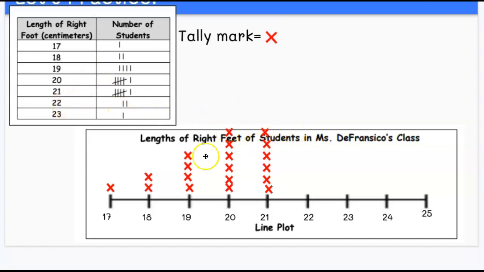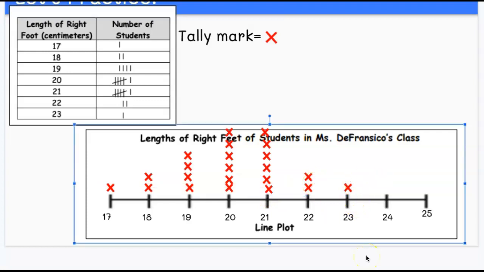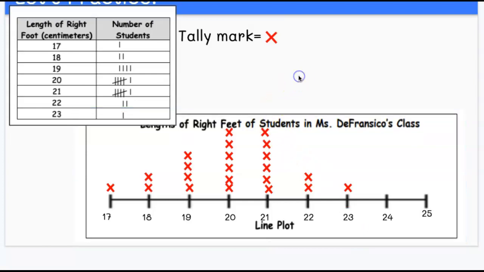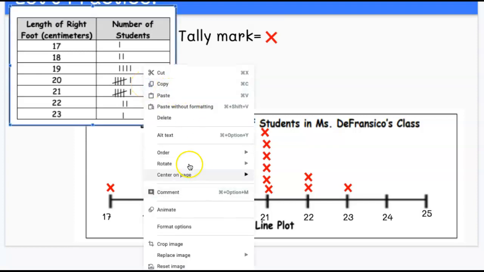Let's move on to 22. We only had 2 students who had a 22 centimeter foot. So just 2 X's for 22. And lastly, 1 student had a 23 centimeter foot. So that just gets 1 X. Now I can even move this up a little bit, so maybe it's not as much. There you go. You can see it a little bit better that way.